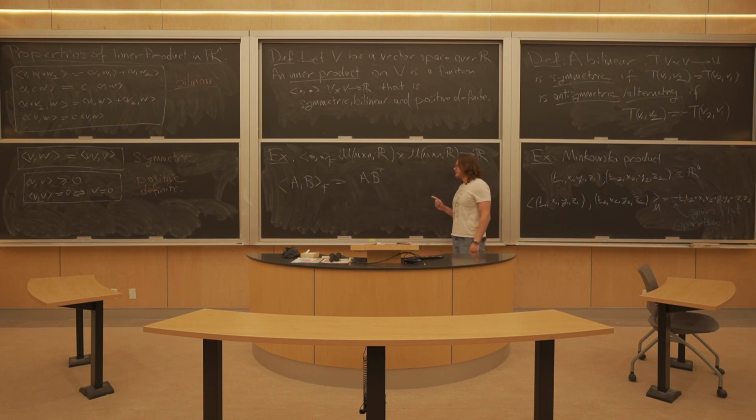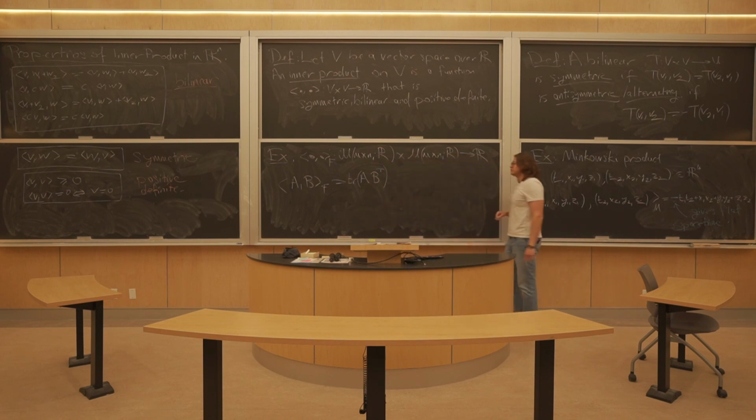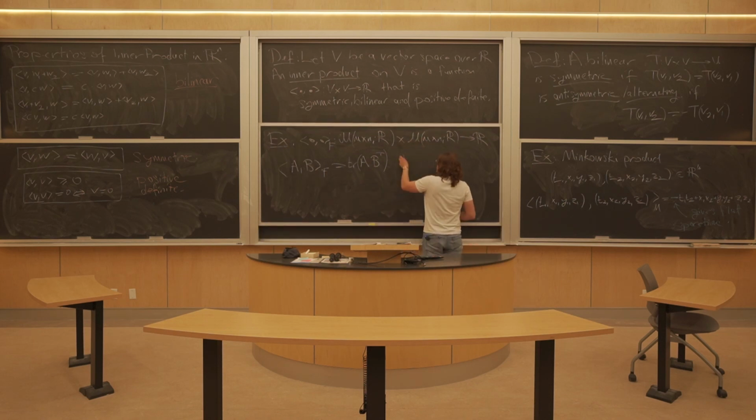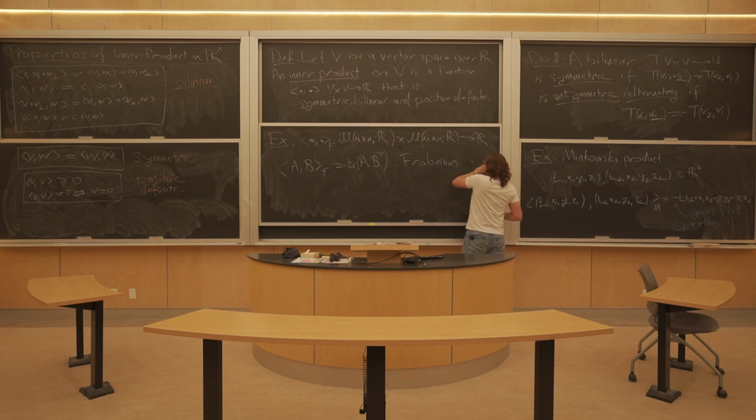It is bilinear. It's not symmetric. And it's not giving me a number. But what I can do is I can look at the trace. This gives you, it turns out, an inner product on the space of M by N matrices. And this is called the Frobenius inner product, Frobenius or Hilbert-Schmidt.